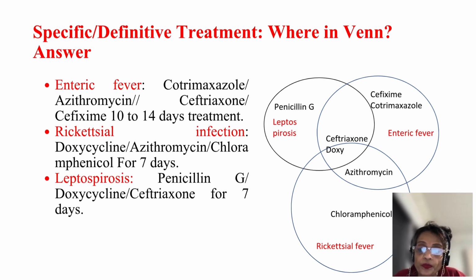Next, let us see azithromycin. So this azithromycin can be used in rickettsial fever and also enteric fever. Then penicillin G is given only in severe leptospirosis. Chloramphenicol again only for rickettsial infections you use chloramphenicol. So understanding the various antibiotics, you have to place them appropriately in this Venn diagram. That's why this puzzle is called Where in Venn.